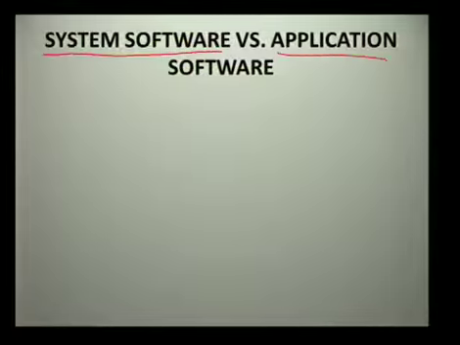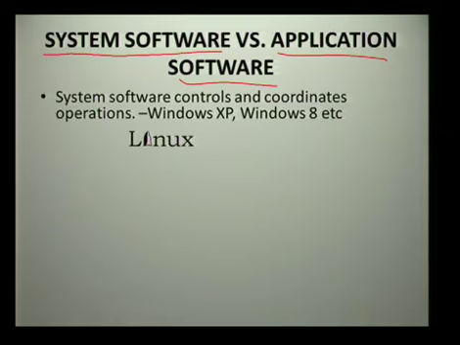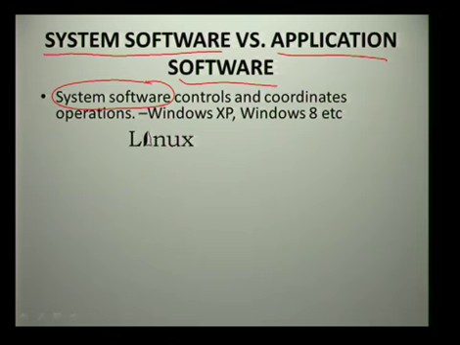Then we have now the different types of software. It's very important to understand that we have your system software as well as your application software. These two are our basic software, but they differ in terms of functionality. Now, your system software, remember, is the one that would come with your calculator as well as your paint and your snipping tool. So what does this system software do? It controls and coordinates operations in your computer.